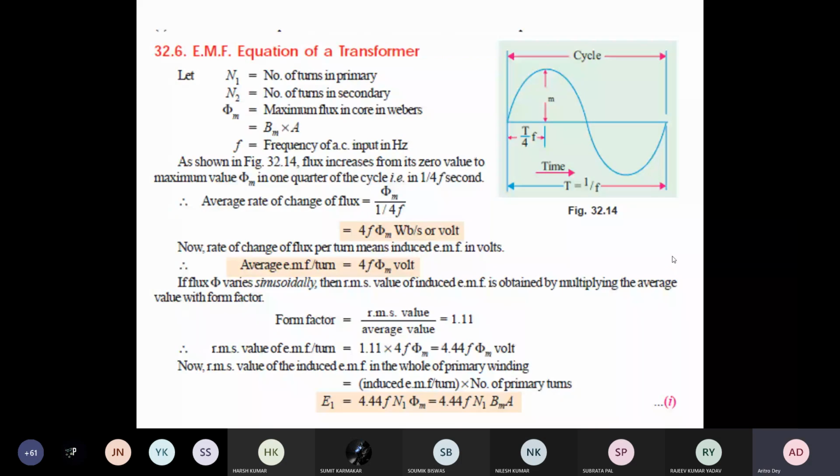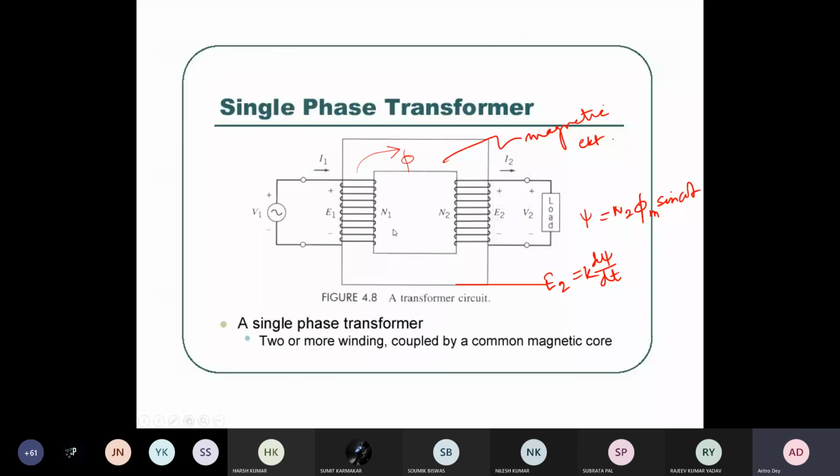So now this is your transformer action. This is the EMF equation for the transformer, which is very important for you. This is the main thing which you should grasp well. You have seen the schematic of it. This is your E1, N1, I1. V1 is the supply voltage, and E2 is the EMF induced in the coil. E1 is the EMF induced in the primary coil, E2 in the secondary coil, and I2 is demanded by the load.